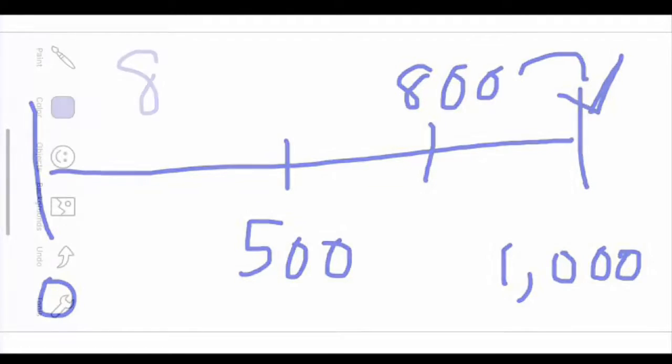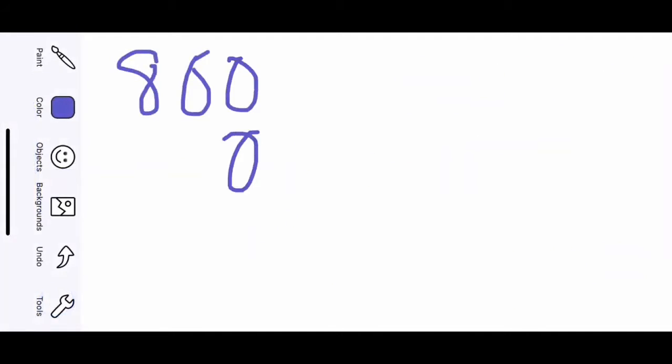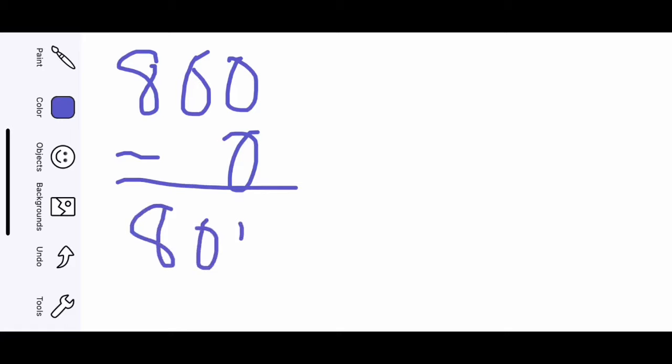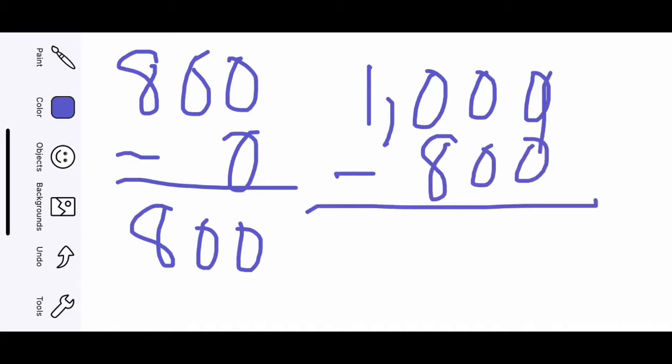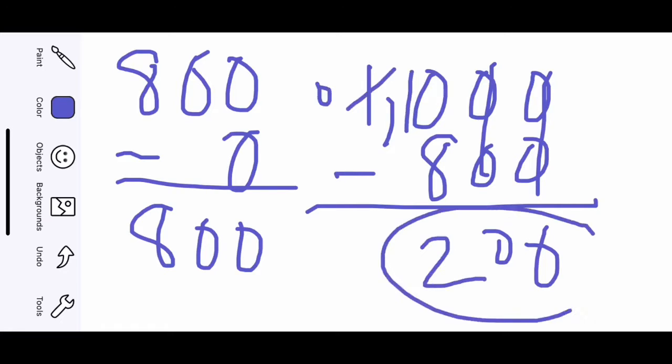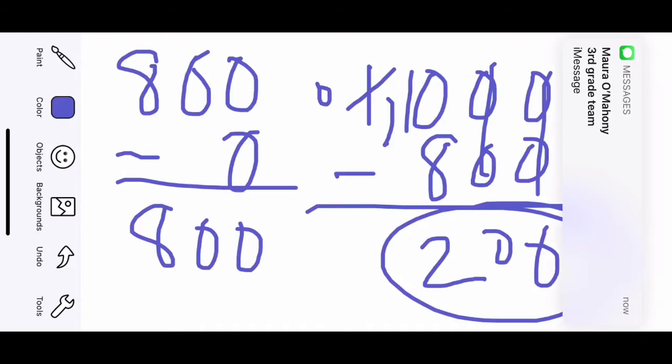If we use our step strategy, then I would think from 0 to 800 would be 800 steps, and then I could count by hundreds to 1,000. 800, 900, 1,000. That's only 200 away, so it's closer to 1,000. Good job. Hey guys, today we're going to get started learning about fractions using food.